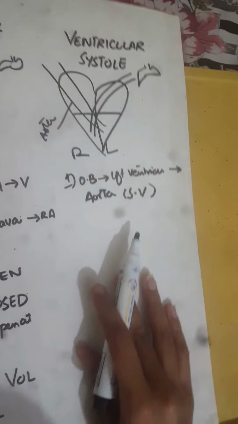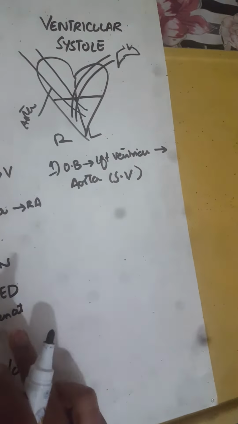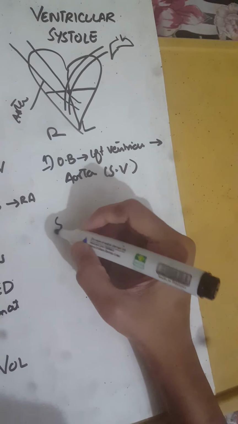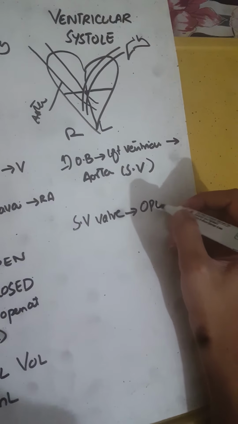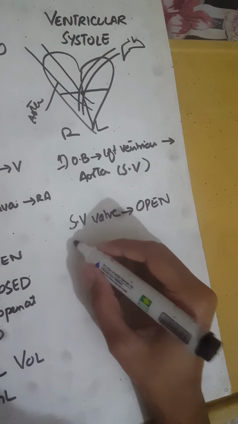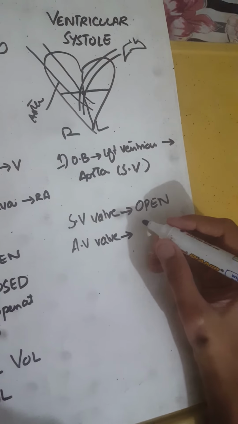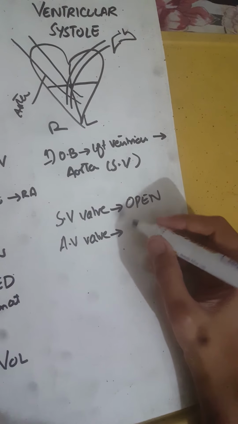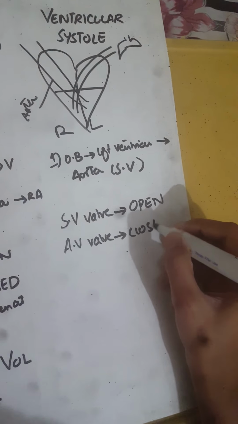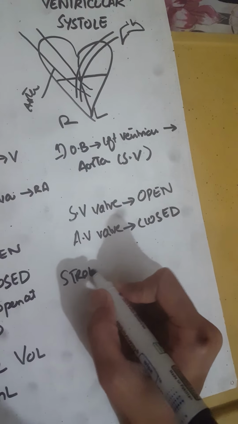Now what about the valves? As we have studied here, the semilunar valve will be open because there is increased pressure, right? And the AV valve will automatically be closed because the heart is no more going to accept the blood. It is going to push the blood out. It is closed.